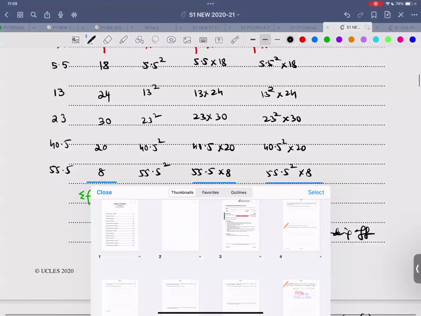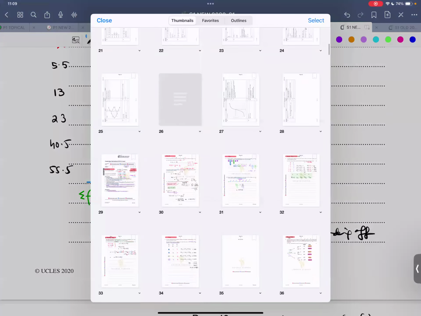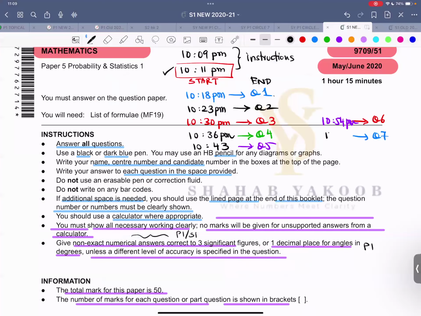And now it's 11:09. So let me go up and write over here, that is 11:09 p.m. Now, for each question, let me write the time limit. So 7 minutes for question 1. 10:18 till 10:23, 5 minutes, then 7 minutes, 6 minutes, and this is 4 and 3, 7 minutes, and 43 till 54, that is 11 minutes, and 54 till 11:04, that is 10 and 4, 14 minutes with all this.